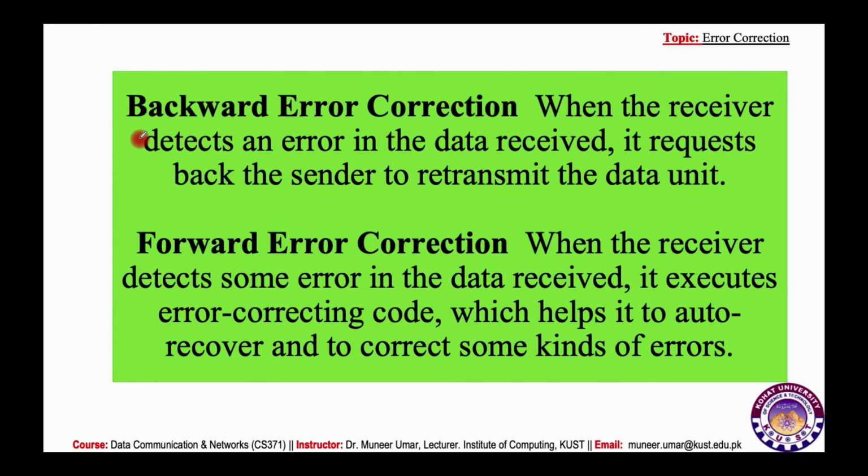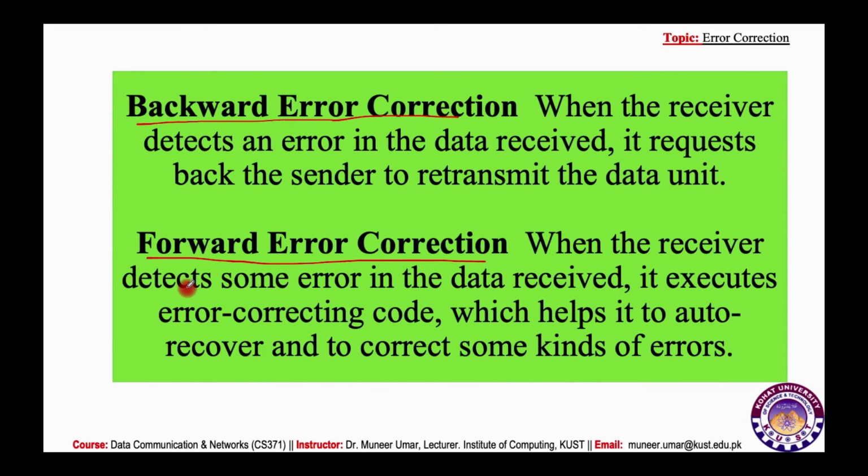So backward error correction is the correction by retransmission of data. When the receiver detects an error in the data received, it requests the sender to retransmit the data unit. Forward error correction is correction at the receiving end without retransmission of data from the sender.